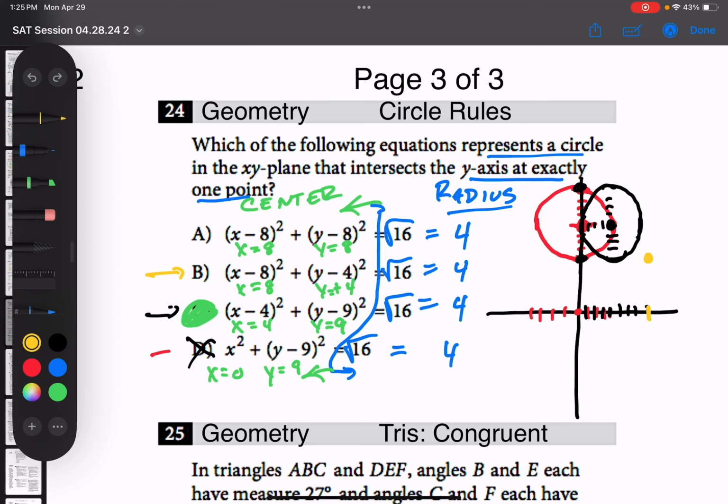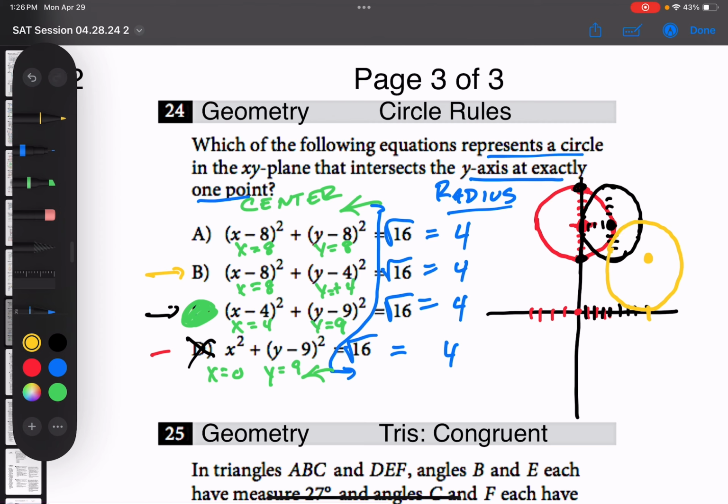Y equals 4. So does it? It would be something like this. It's not really drawn correctly, but it touches the x-axis at 1 point, but it doesn't touch the y-axis, so it's out. I kind of messed up the circle. Let me draw it better. It'd be something like this. It's kind of skewed. That's better.